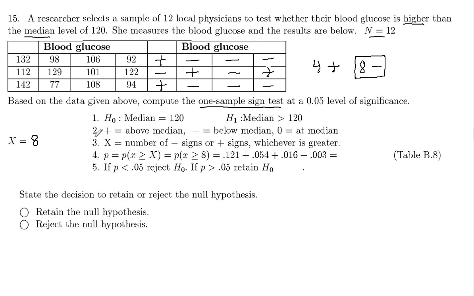The next step is that we want to find the probability p, which is what WebAssign uses, that x, your random variable, is greater than or equal to the test statistic 8. These are binomial probabilities because there are only two outcomes, plus or minus. You're above or below. If you're at the median, it doesn't add anything in here. These values you get from table B.8 that's in the back of the book. So let's go there and take a look.